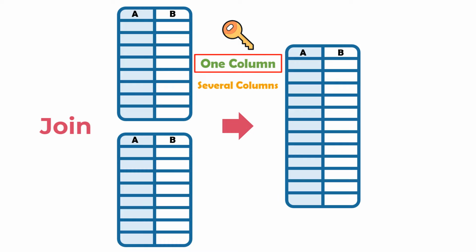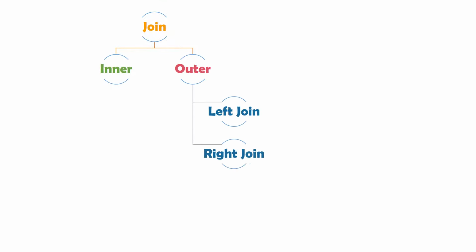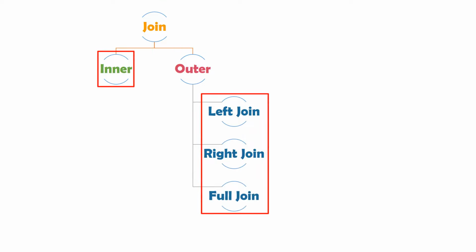Before we start with the join function, let's understand what parts this function consists of, and what each part means. Join generally has two parts, inner and outer. Outer join has three parts: left outer join, right outer join, and full outer join. What is the difference between these four functions? I will explain this using the following example.